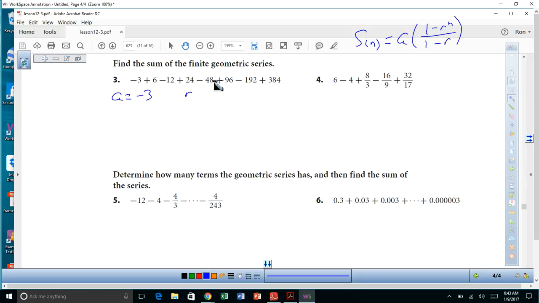R, we're going to take 6 divided by -3. That's going to give us -2. And let's see, 1, 2, 3, 4, 5, 6, 7, 8, n equals 8. All right. So the sum of 8 would be -3 times 1 minus -2 to the 8th over 1 minus -2. And we'll just put that in our calculator.